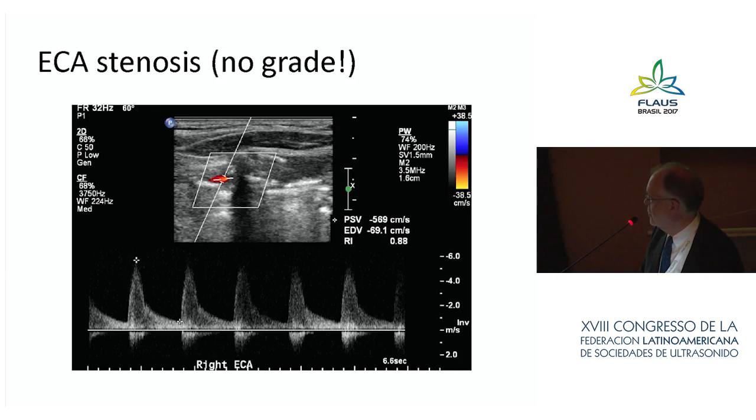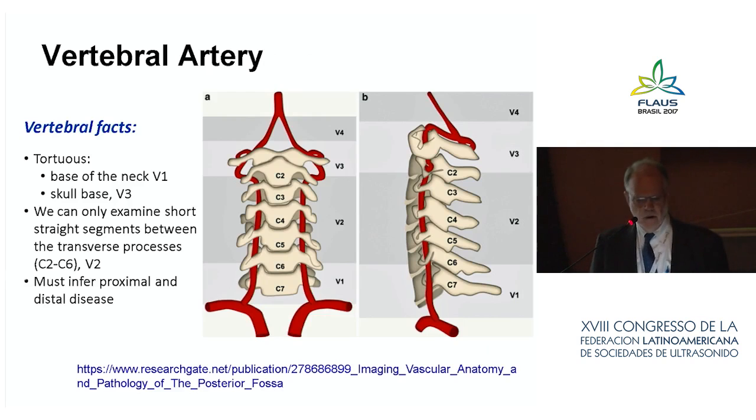I showed you this slide before. And here's one I think you can probably say has a stenosis. Peak velocity is over 500. Big plaque here in the proximal, and I don't think you're going out on a limb saying there's a narrowing there. Vertebral artery, just a couple of words about the vertebral artery.